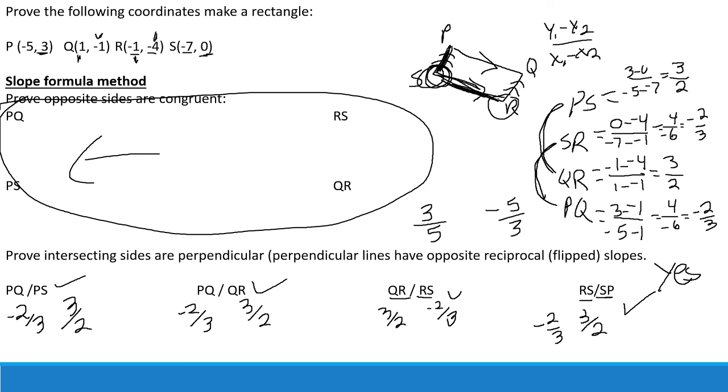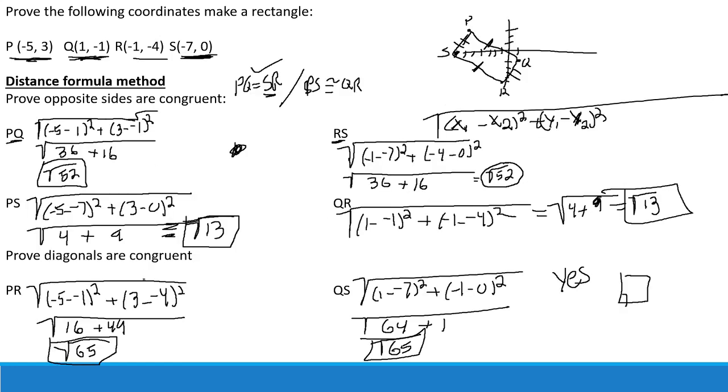If you notice, the first step is always the same: prove that the opposite sides are congruent. You have to do this first, because this first part proves that it's a parallelogram, and then once you've proven it's a parallelogram, you take that extra step, proving that it's a rectangle, using either the slope formula like we did down here, or using the distance formula for the diagonals like we did down here. So that's your choice.